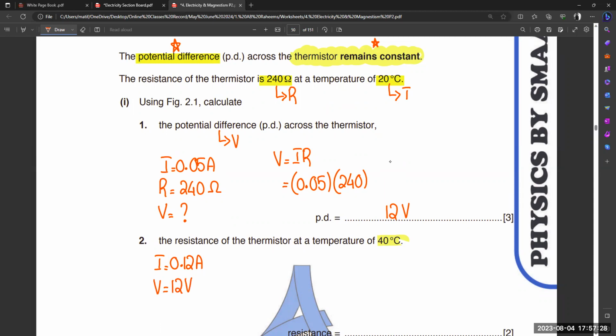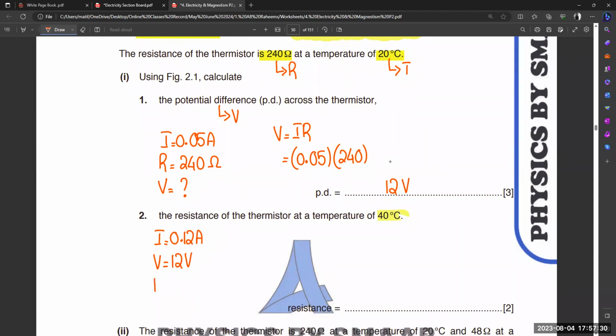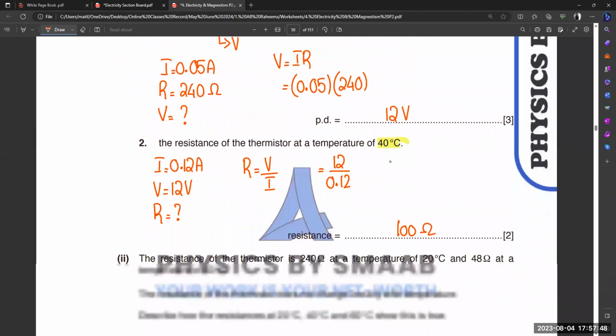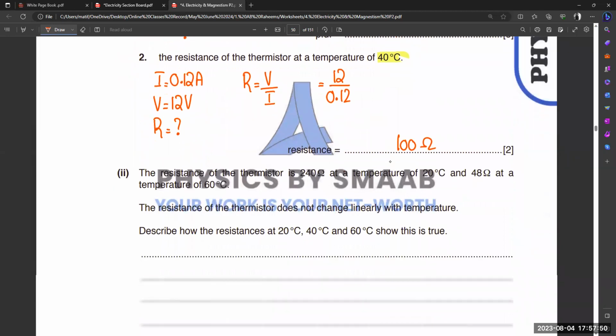And the other value is R. We need to calculate R. So R is unknown. We just use the formula again. R equals V over I, and then 12 divided by 0.12 is 100. Now we get the value 100, with the SI unit ohm.